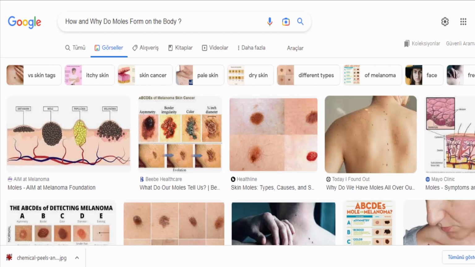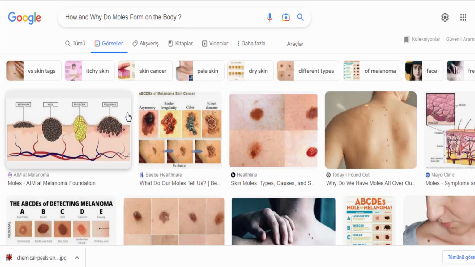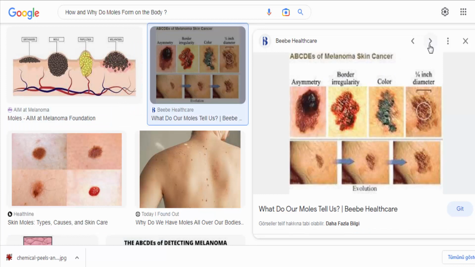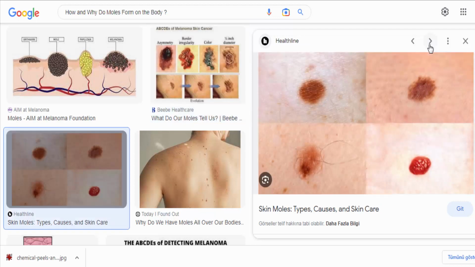Moles, also known as nevi, are common skin growths that can appear on various parts of the body. They are typically brown or black in color and can vary in size and shape. The formation of moles is primarily influenced by genetic factors, but other factors such as sun exposure and hormonal changes can also play a role.